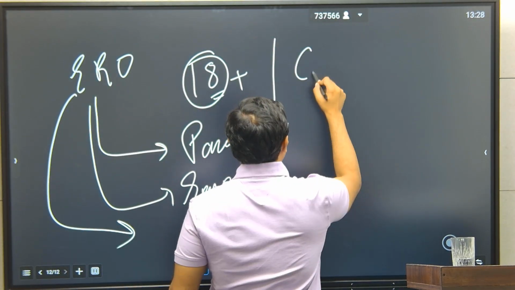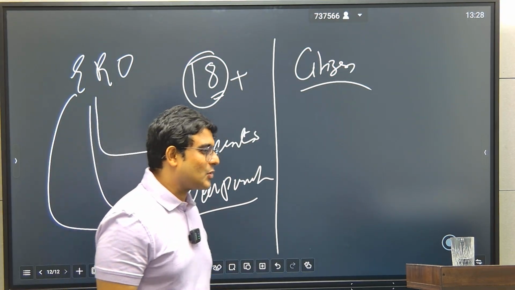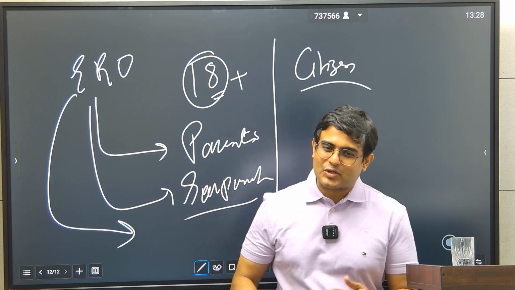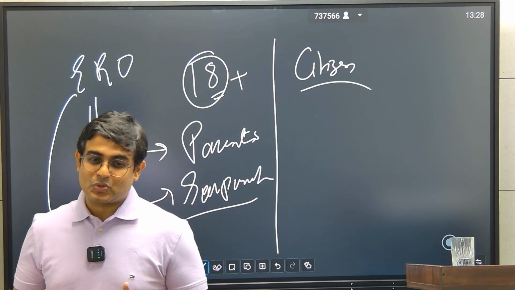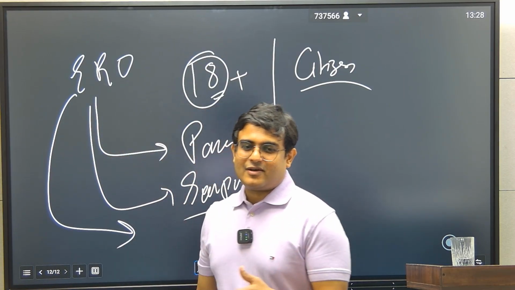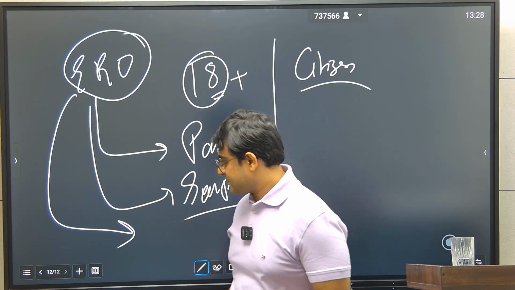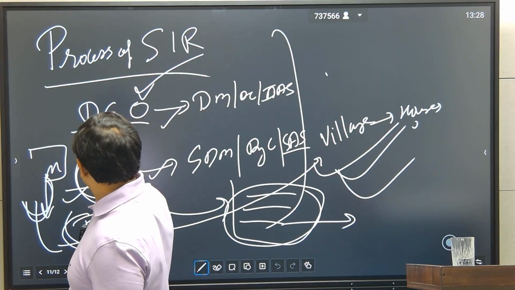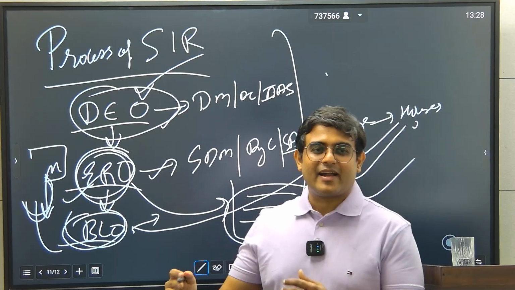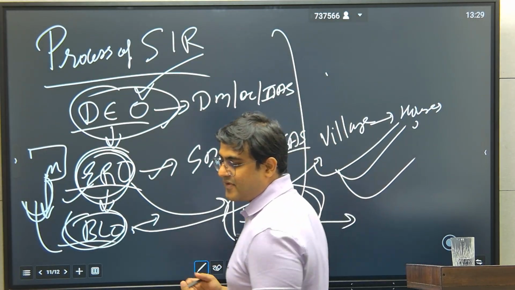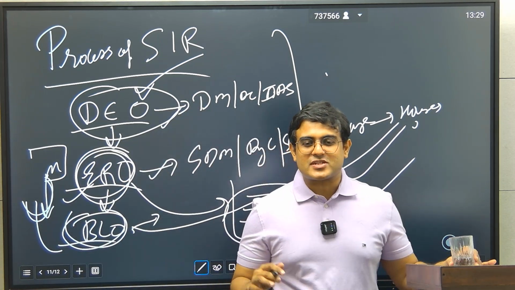Now for citizen verification, whether that person is a citizen of this country or not, the circular of the Election Commission says that ERO has their own internal process, they will verify internally. Now what is that process? We don't know. They will do an internal inquiry on their own basis. So in a way, ERO has a lot of discretionary powers in this. All this will be done under the supervision of the district collector, that is DEO. This is the entire process of how SIR will be carried out. Okay, now I hope the entire process is clear.